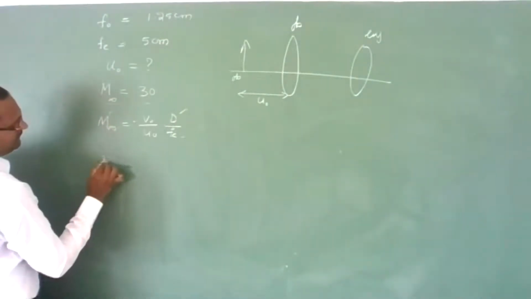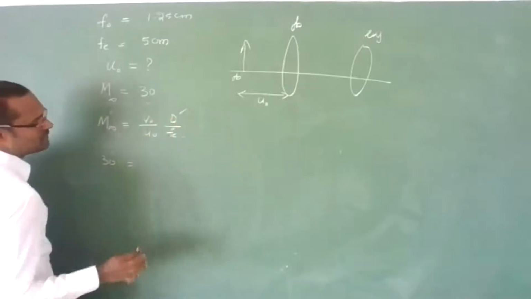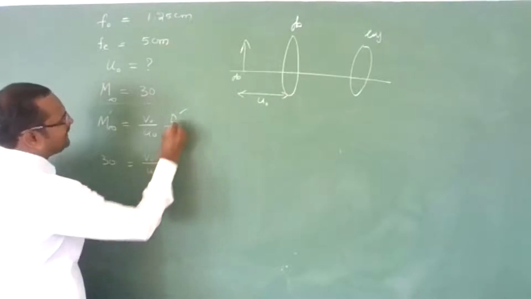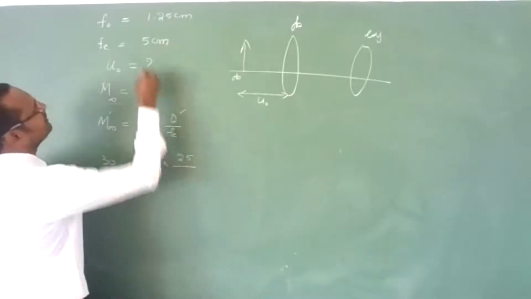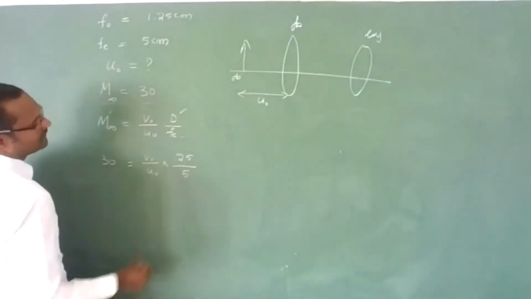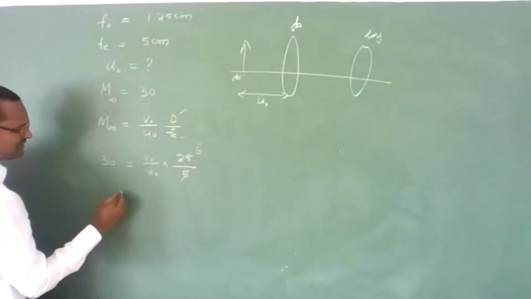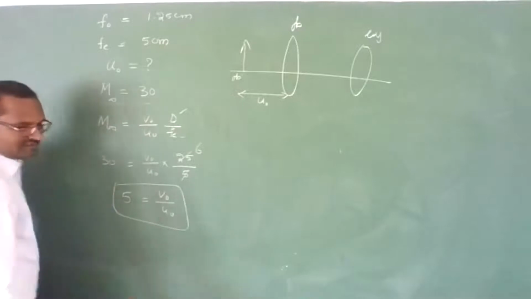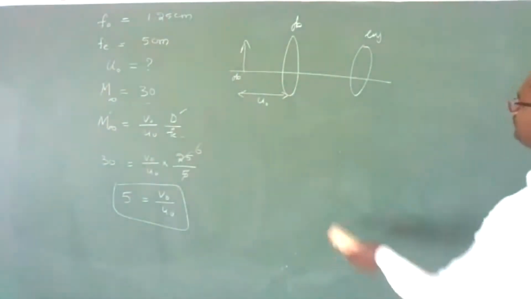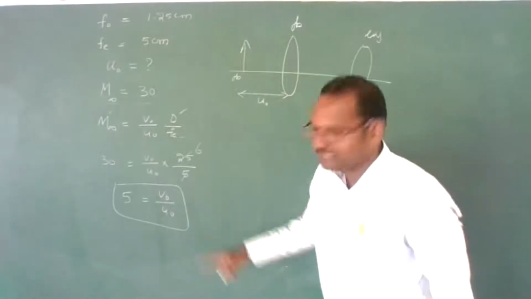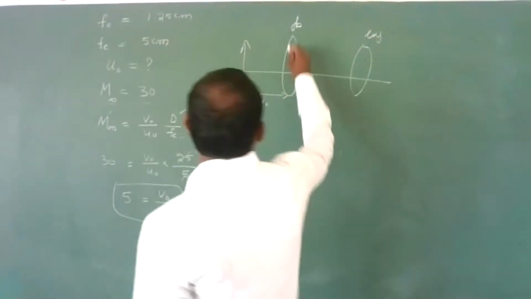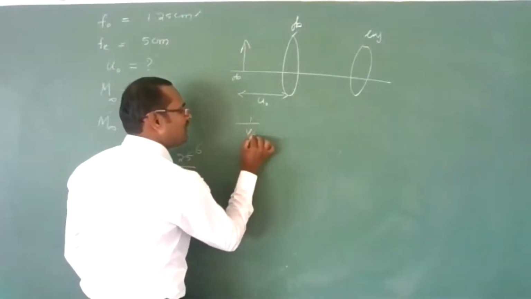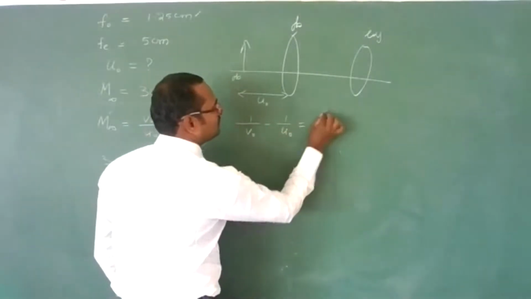M naught is 30, equal to negative V0 by U0 into D 25 by fe 5. The negative sign indicates it is an inverted image. 5 ones are 5, 6 fives are 30, means V0 by U0 is equal to 6. Okay, this is one relation. You remember this relation. What we need to find? We need to find U0. For this, apply the lens formula because we know f0. What is that? 1 by V0 minus 1 by U0 is equal to 1 by f0.